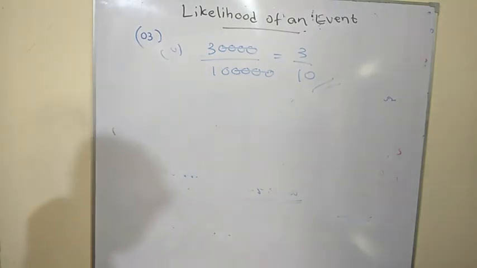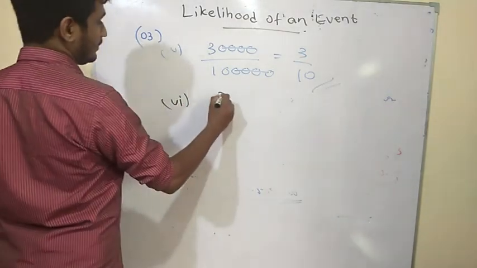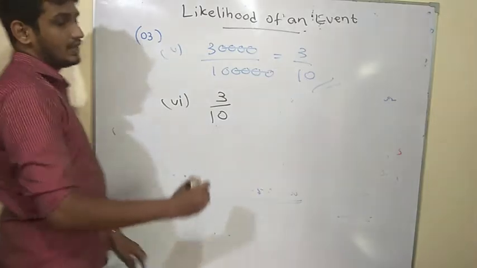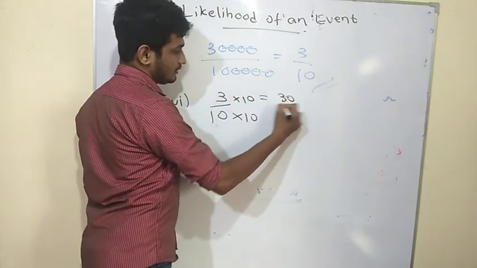We want to convert this fraction, number 6, as a percentage. And 3 over 10, no? How to convert this into a percentage? Multiply both sides by 10. So it becomes 30 over 100.